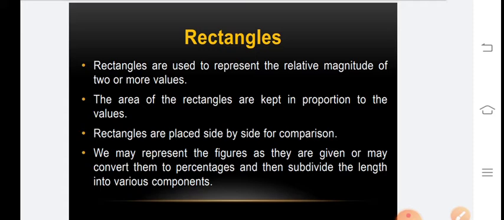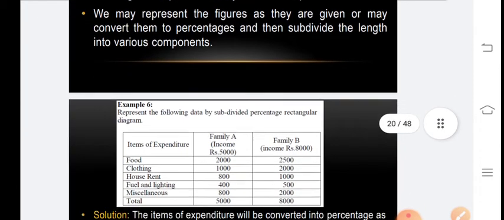So just keep in mind, with the help of rectangles we can represent two or more values in one rectangle. It is used for comparison purposes and is kept side by side. So this is about rectangles. Now we will see an example of this with the help of a problem.